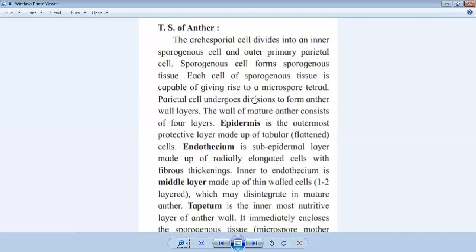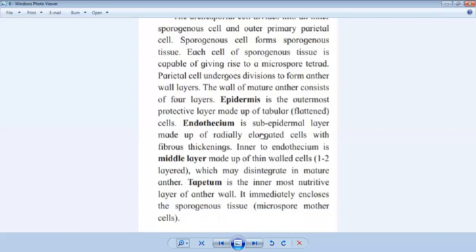The parietal cell undergoes division to form the anther wall layers. The mature anther wall consists of 4 important layers. The first layer is the epidermis, the outermost protective layer made up of tabular or flattened cells. The second layer is the endothecium, a subepidermal layer made up of radially elongated cells with fibrous thickenings.